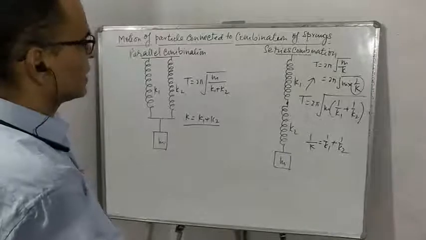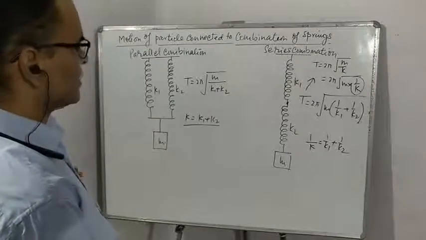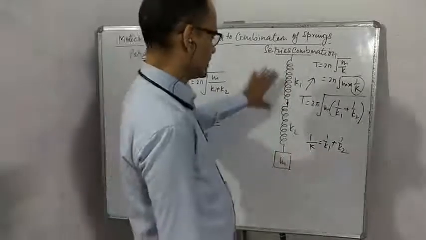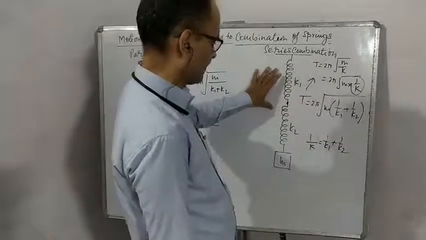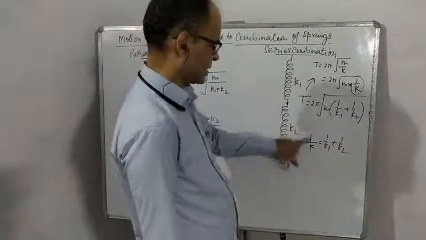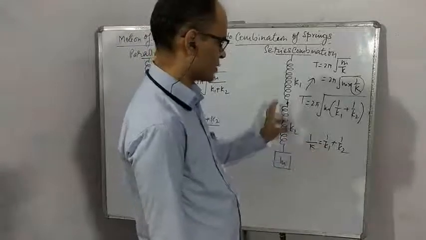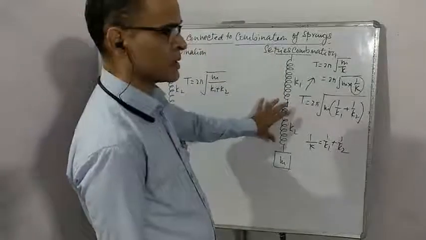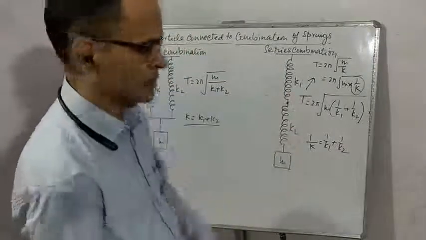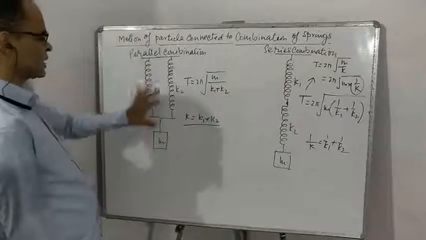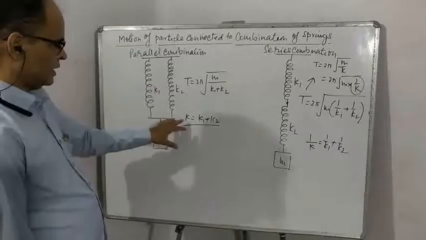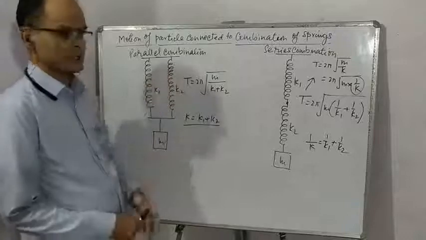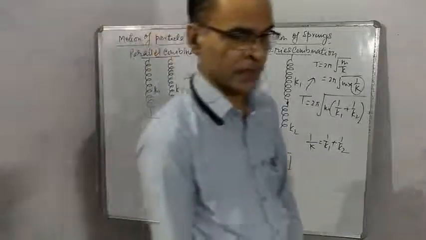So this is the combination of springs. It is very easy to understand that if springs are connected in series, the reciprocal of the equivalent force constant is the sum of reciprocals of force constants. Therefore, the force constant decreases if springs are connected in series, and if the springs are connected in parallel, the equivalent force constant is K1 plus K2. Obviously, when springs are connected in parallel, the force constant increases.